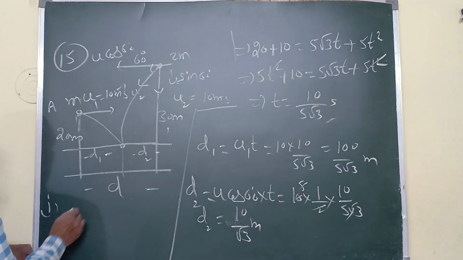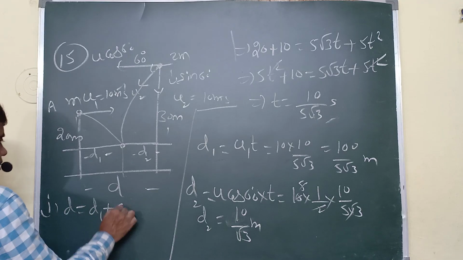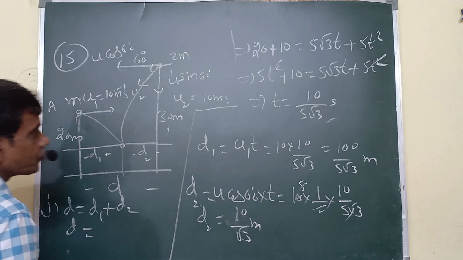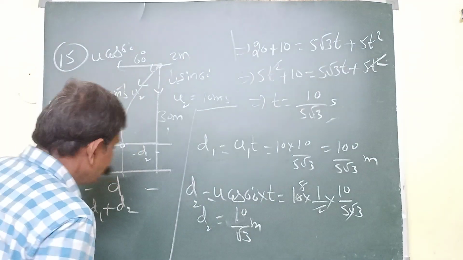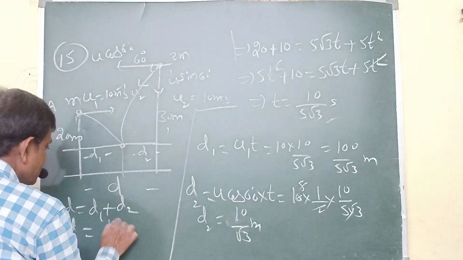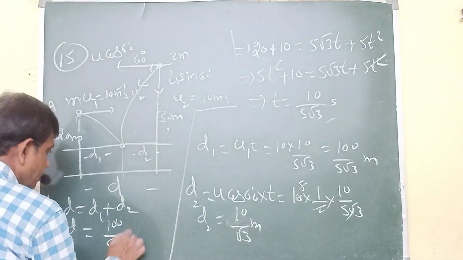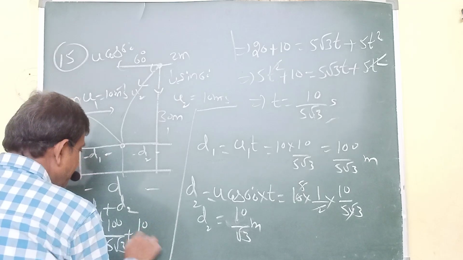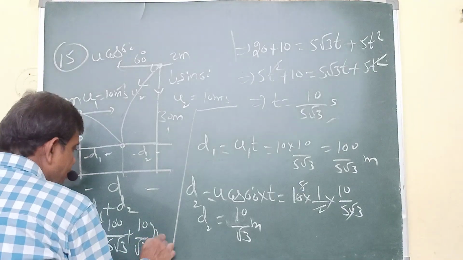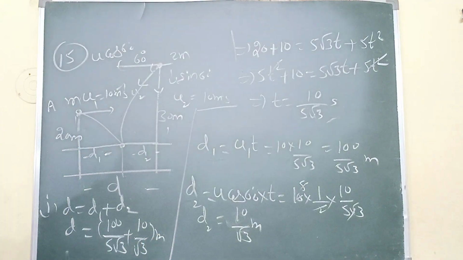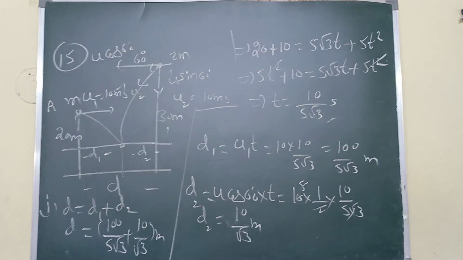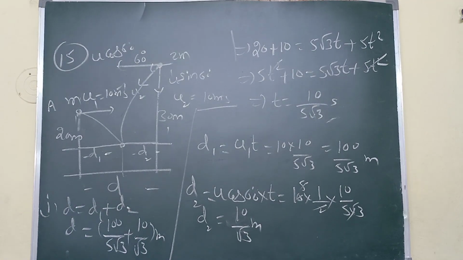Now I want the total distance between these. That is our first question. D equals d1 plus d2. What is the d1? 100 by 5 root 3. Plus what about this? 10 by root 3. That is the total distance in between two towers.